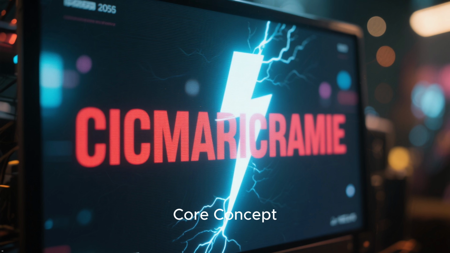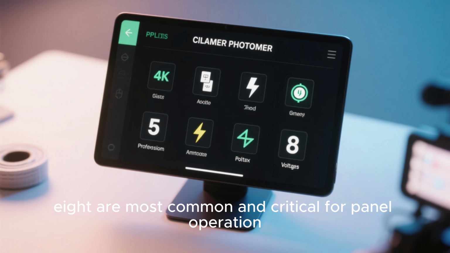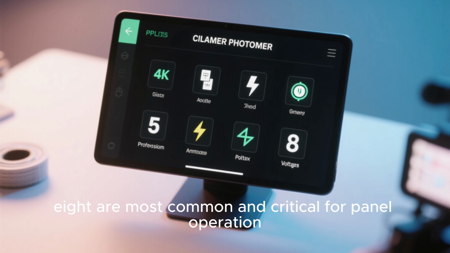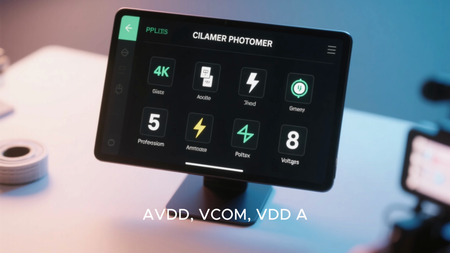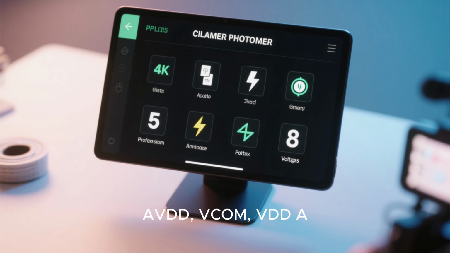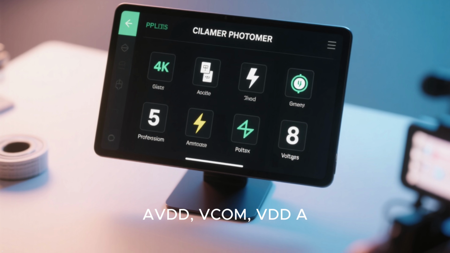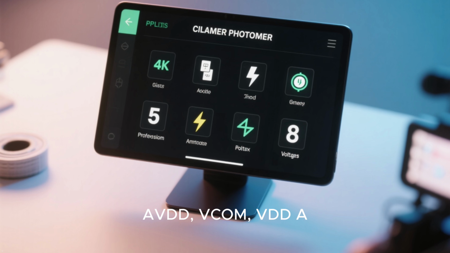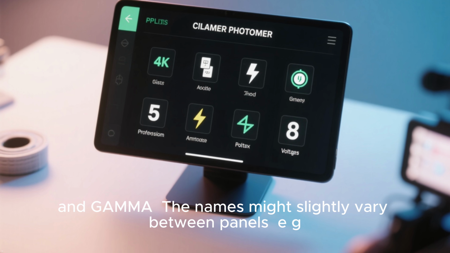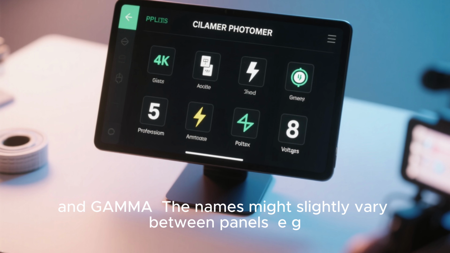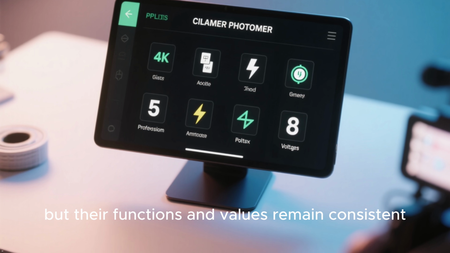Core concept: the 8 primary panel voltages. While other voltages exist, 8 are most common and critical for panel operation. They are VGH, VGL, AVDD, VCOM, VDD, VIN, VDD, and gamma. The names might slightly vary between panels, for example, VDDA might be labeled differently, but their functions and values remain consistent.